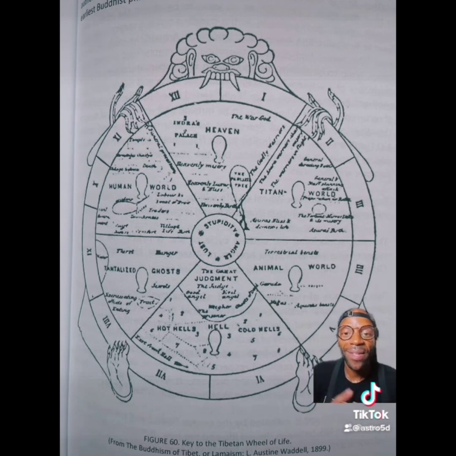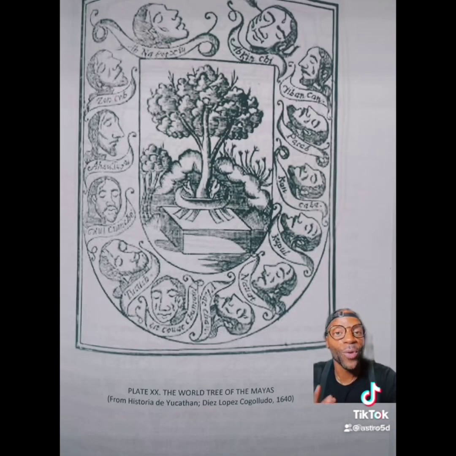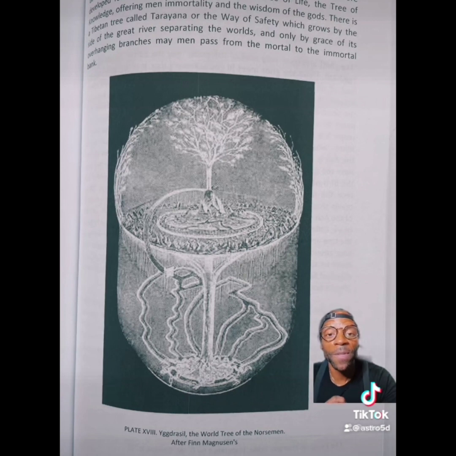You have heaven, the human world, the animal world. Then you have the great judgment underneath the center, showing the judgment of your soul before reincarnation. Here's the world tree of the Mayas with emphasis on the center and a great tree coming from the center. Here's the world tree of the Norsemen, and the tree is located at the center, the magnetic North Pole. And at the top, the Norse call that Valhalla.